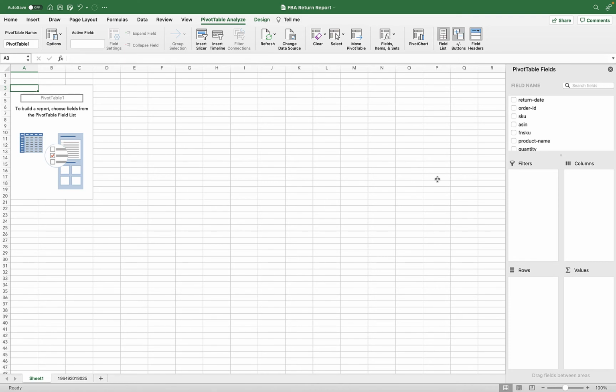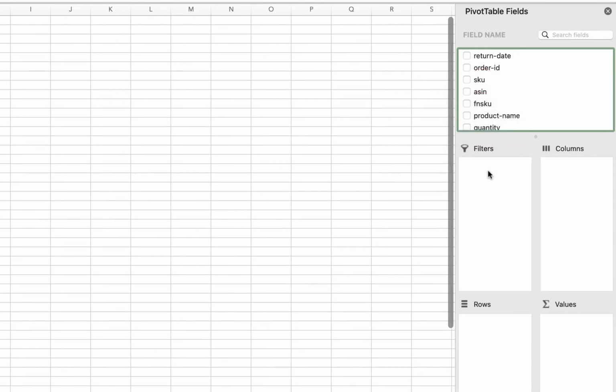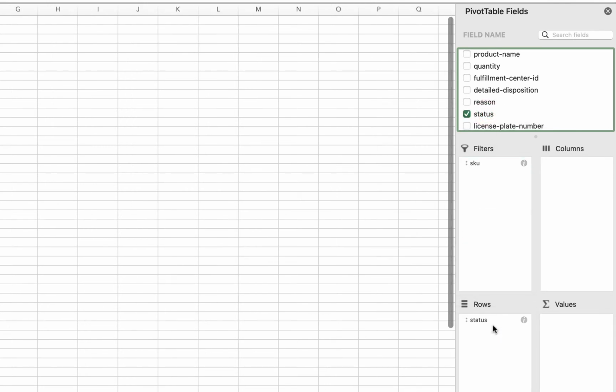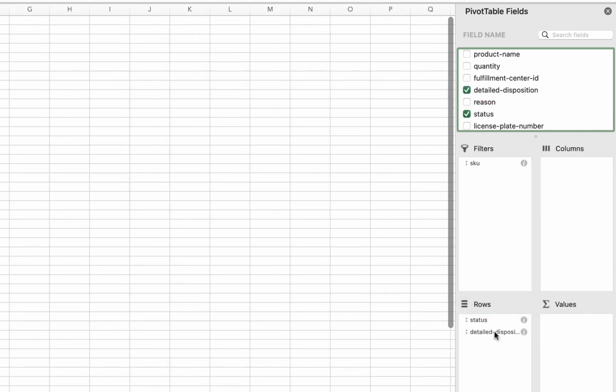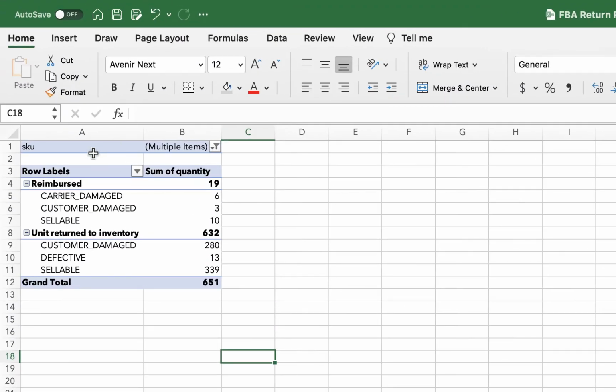We want to drag in a few things to the fields here. The first thing is SKU. Let's drag that as a filter. Next, let's find status and drag that down to the rows field. The next thing is detailed disposition. Drag that below status in the rows. And finally, the quantity. Drag that to the values field. And that's it. Okay, so that creates our pivot table here on the side.